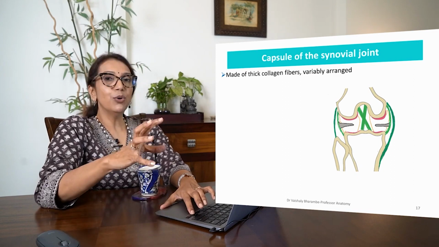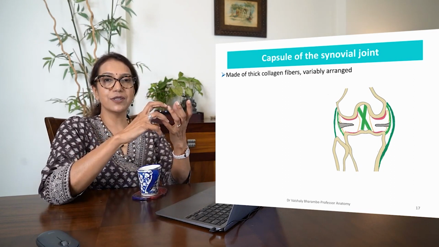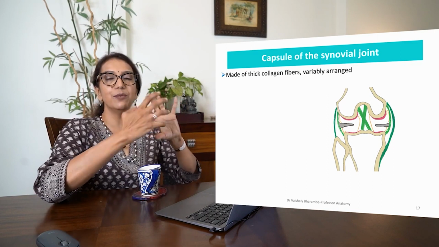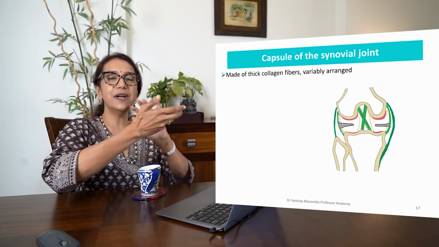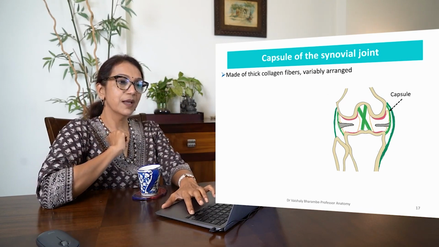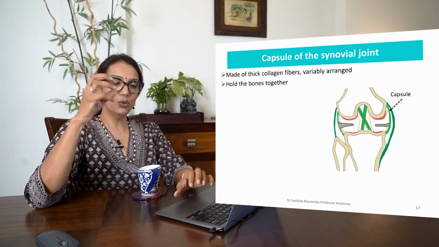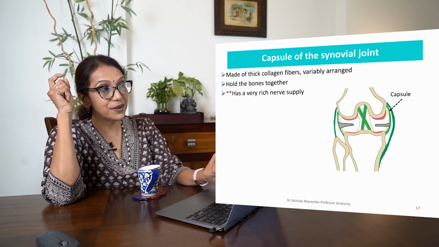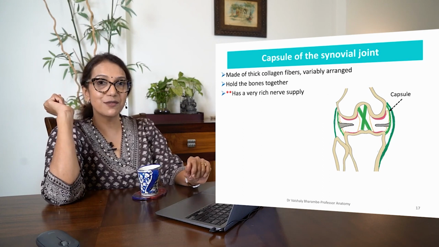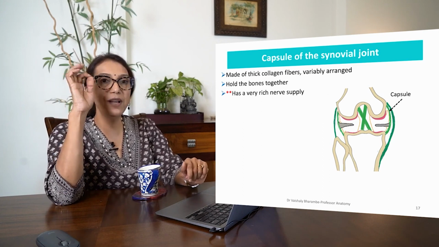Capsule is made up of thick collagen fibers variably arranged. See, if they are in one direction only, they wouldn't allow movements in other directions. So they are variably arranged, different directions. They hold the two bones together and they have a very rich nerve supply. See, I've put a red asterisk there. There is a reason for it. I will take you to that wonderful reason.